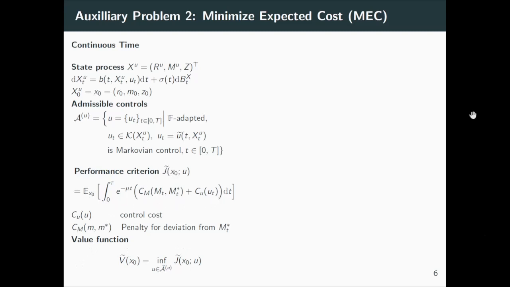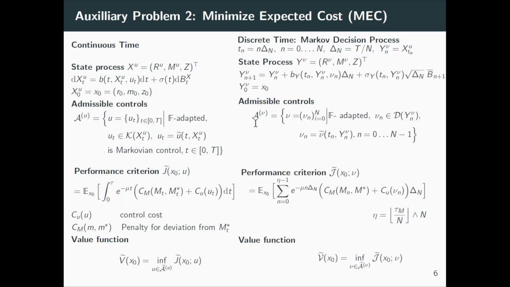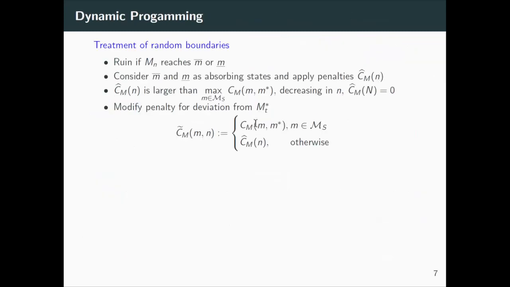In what follows, we ignore the seasonal time for simplicity and transform the continuous time problem to a Markov decision process by discretizing time. The state process Y controlled by nu has a transition equation given by Y_{s+1} with initial value x0. An admissible control nu is a sequence of decision rules which is adapted to the filtration and satisfies the control constraints. Curly J tilde and curly V are the discrete version of the expected discounted aggregate cost and the value function respectively. To solve the problem using dynamic programming, we first consider how to treat the ruin time.